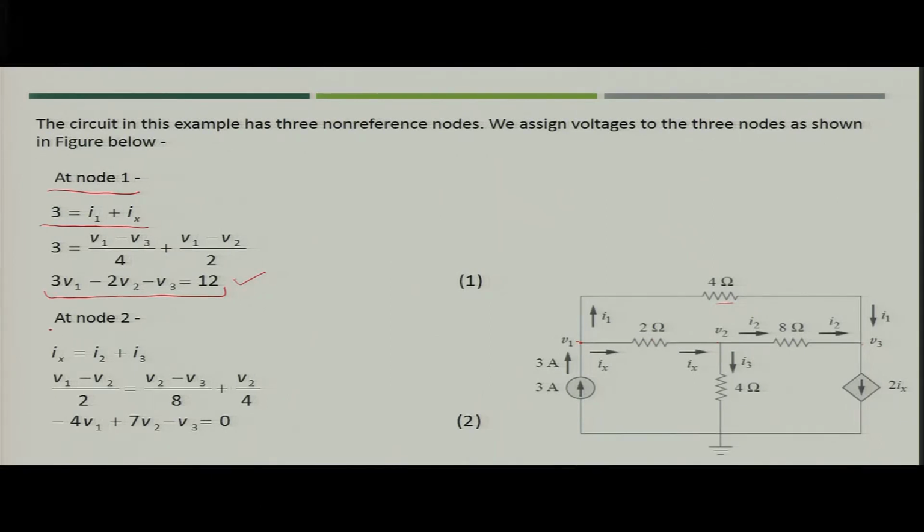Similarly, for node 2, you can write Ix is going in and I2 and I3 are going out. So, Ix would be equal to I2 plus I3. What is Ix? Ix is nothing but V1 minus V2 by 2. I2 is nothing but V2 minus V3 by 8, and I3 would be V2 by 4. So, when you solve, you get another equation in terms of V1, V2, V3.